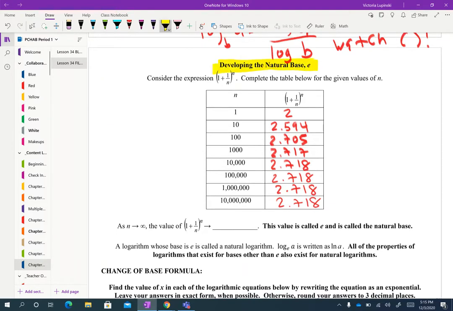about our old friend e. You obviously should all know about e, but let's just do a refresher. So you are going to consider the expression (1 + 1/n)^n. Probably it's obvious, but just in case, please make sure that you know that that is equivalent to (1 + 1/x)^x. And I say that really only for graphing calculator purposes.